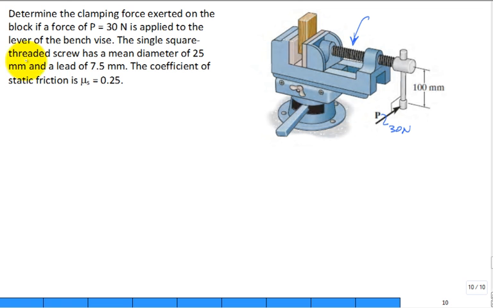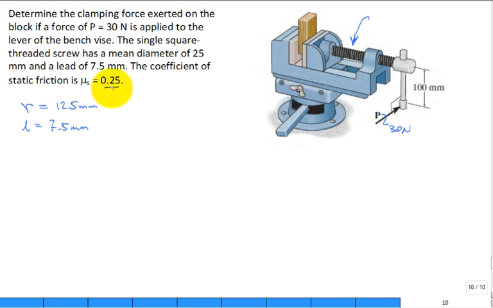The single square threaded screw has a mean diameter of 25 millimeters, or a mean radius, because that's what they use in our equations developed in the textbook, of 12.5 millimeters. And it has a lead L of 7.5 millimeters, meaning if I revolve it one whole revolution, it moves forward on those threads by that distance, 7.5 millimeters. That's what the lead is. The coefficient of static friction is 0.25 between the screw and what it's screwing into, the vise part.